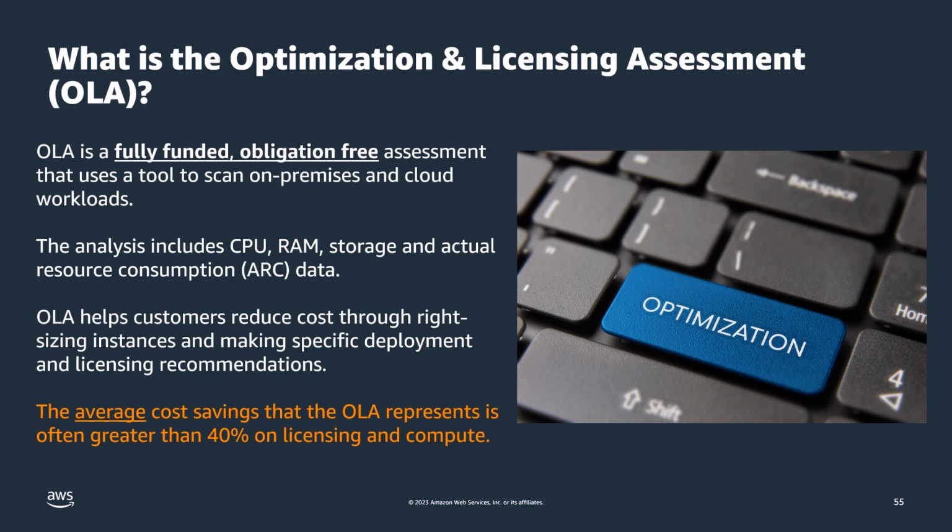Many customers feel optimized on-prem, but that just means they have enough hardware and licenses to carry their busiest day of the year. As customers move to the cloud and start paying for those resources by the second, it takes on a whole other level of importance that they optimize their workloads, and the optimization assessment can help with that. The average cost savings that OLA represents is usually more than 40% just on licensing and compute.